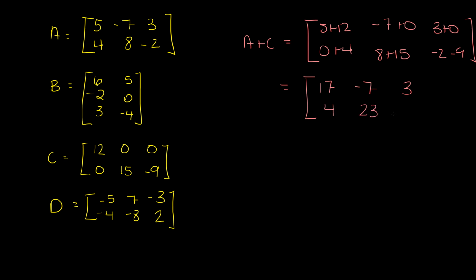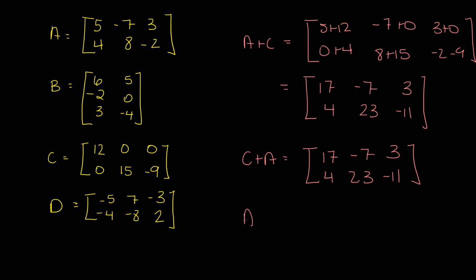23, and negative 11. And what if I did the, I could never say that, the commutative property, and I did C plus A? Do we get the same thing? Well, when I add them, I still get 17 and negative 7 and 3, 4, 23, and negative 11. So I can now say that A plus C is equal to C plus A. And matrix addition is real number addition of corresponding elements.